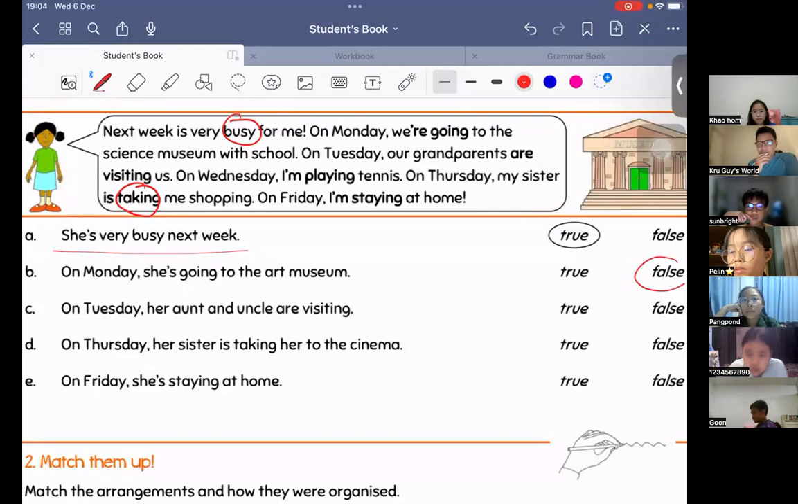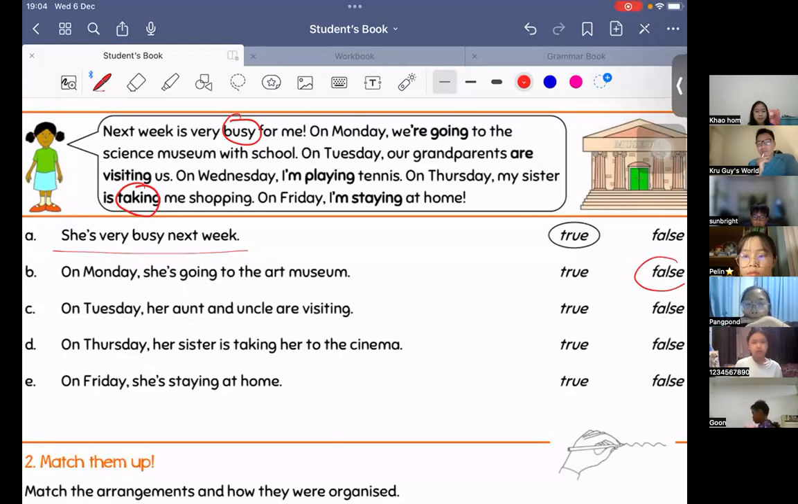Sorry, what museum is that? This book is grammar. It's not the book. You don't have to check the book. Come on. You don't have to pronounce "she is." She is going to the art museum, okay?